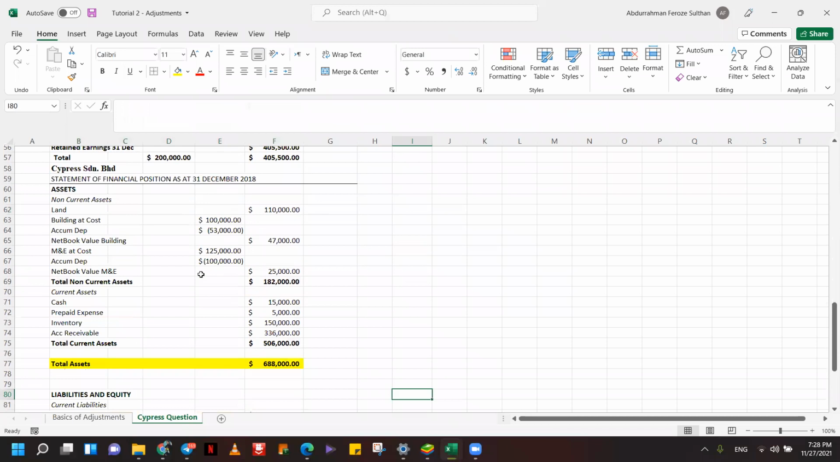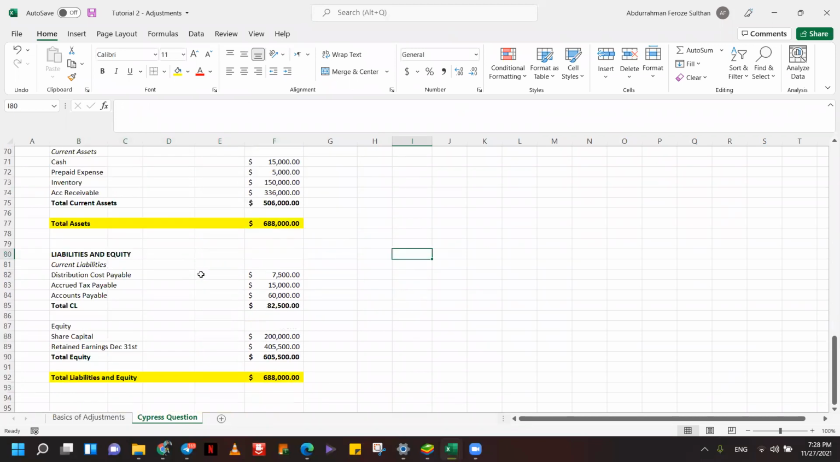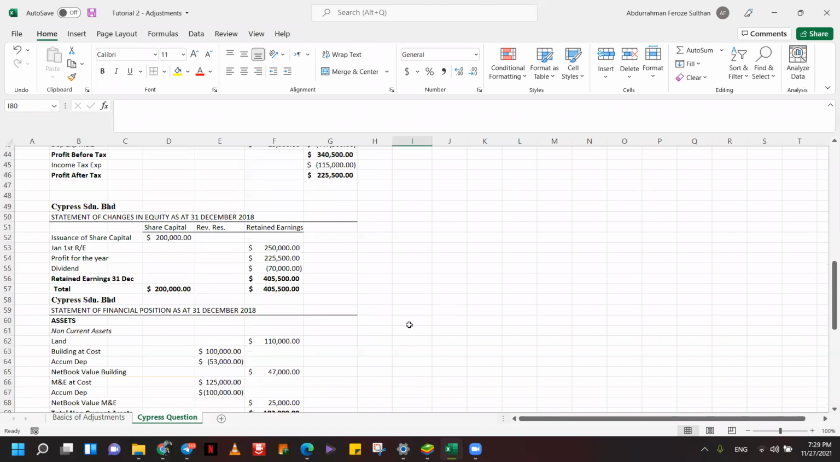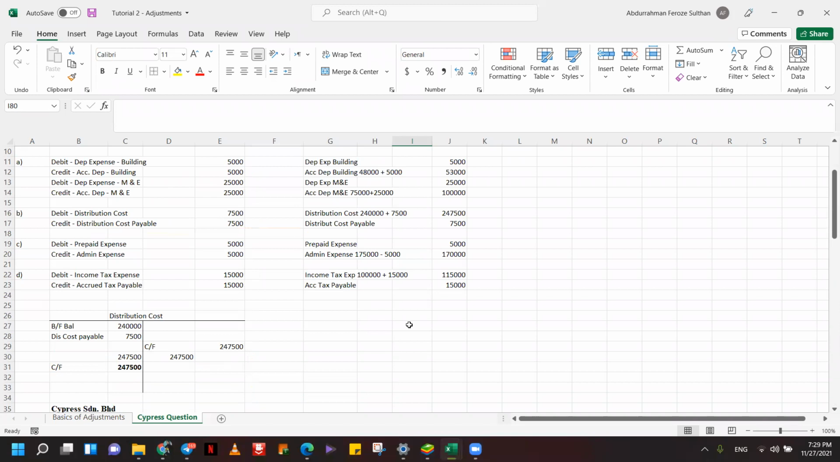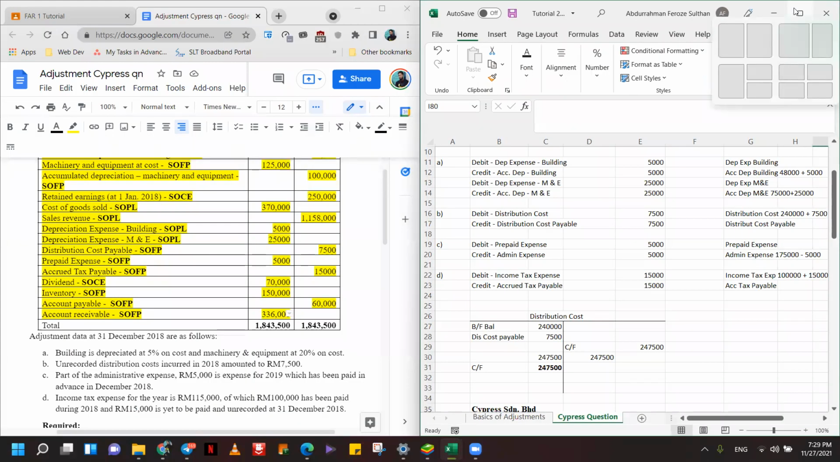You guys understood that? Do you have any questions on how I did the statement of financial position? No question. All right. So then that is clear. That is basically the majority of the class. There are other questions that we can do, but I think everything that needed to be covered is covered.